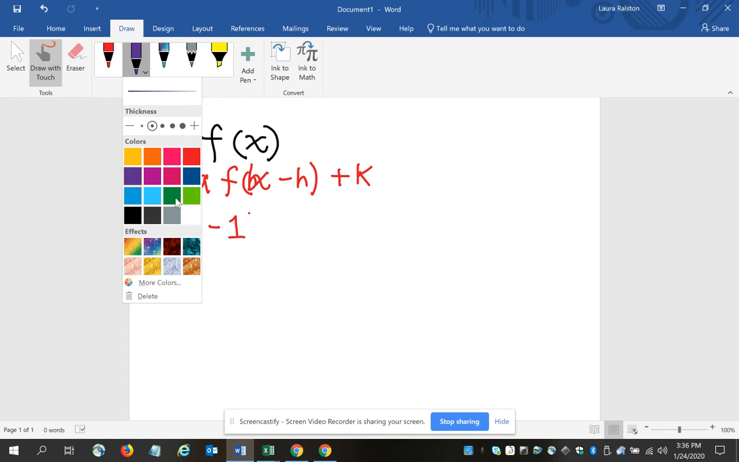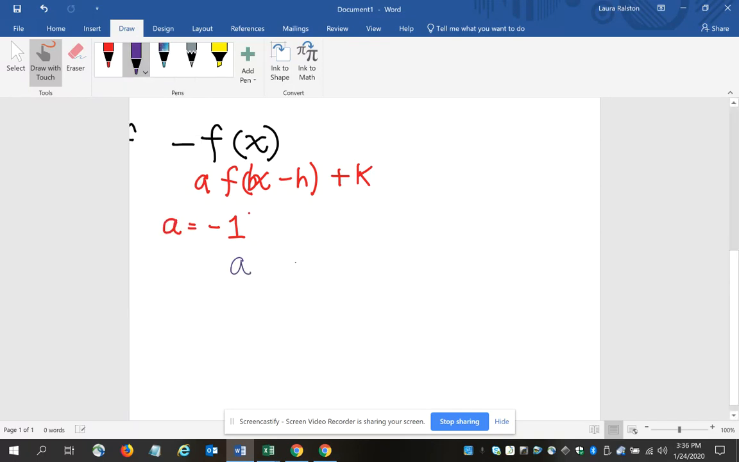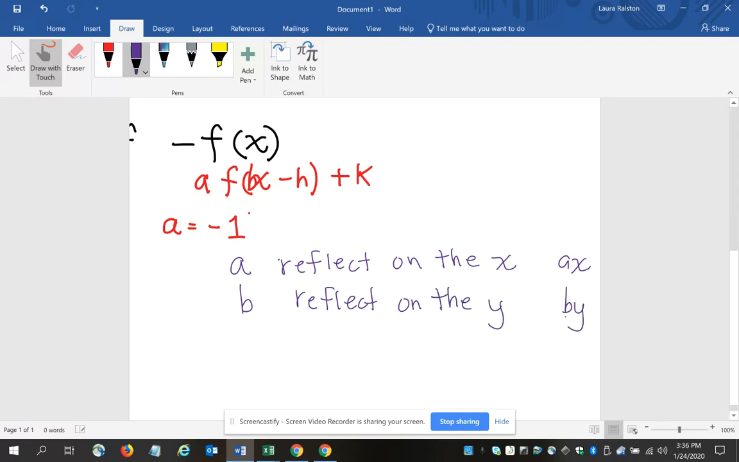Okay, and I have a dumb little saying that kind of helps you remember which direction to reflect. Okay, so this is a, so a, you reflect on the x and you get the ax. If the b is negative, you reflect on the y and you get by. Okay, yes, I realize it's kind of stupid, but maybe that will help you remember when you're supposed to reflect on the x and when you're supposed to reflect on the y.